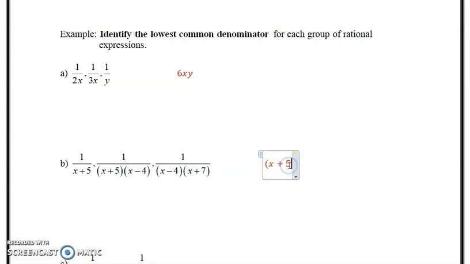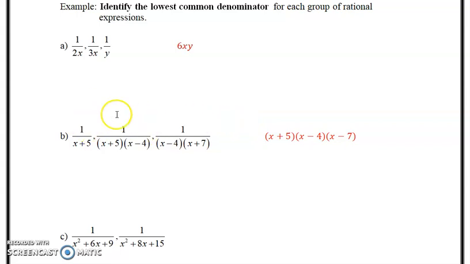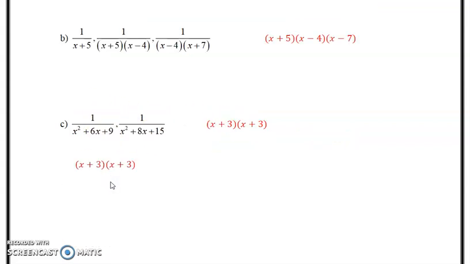x plus 5. We don't need to write it again because the second one already has it. That's x minus 4, and then we don't have to write the x minus 4 again, and we're done. That's it. So every denominator here is going to need to have these 3 factors: x plus 5, x minus 4, and x plus 7. You don't have to double them up if they're already there. Okay?